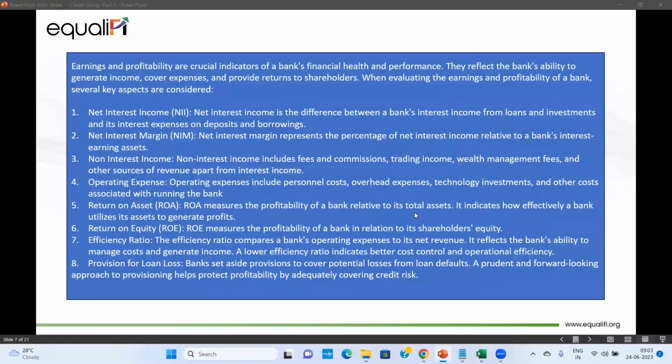Then there are certain efficiency ratios. We all know the efficiency ratio compares a bank's operating expense to its net revenue. It reflects the bank's ability to manage cost and generate income. If your efficiency ratios are quite good, that means you are maintaining your operating expenses properly, and it's a good situation for you. The last but not the least is how much provisioning you have kept for loan loss, so that you can take the hit easily, right?